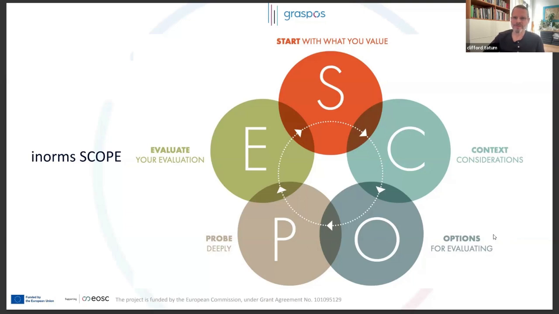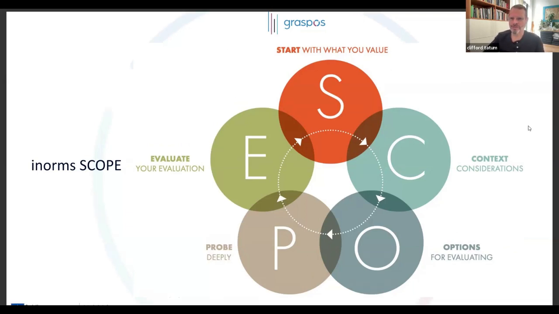And it basically has five steps. Start with what you value so that you can then assess or measure what you value. Take seriously contextual considerations, which also determines in part what sort of assessment approach you will take. Then once you have those, look through the options for evaluating and determine whether evaluation is the right tool for what you're aiming to do.